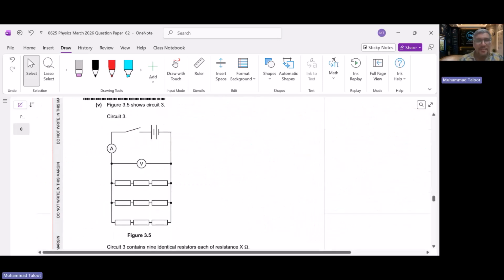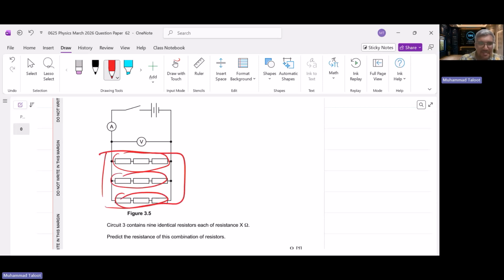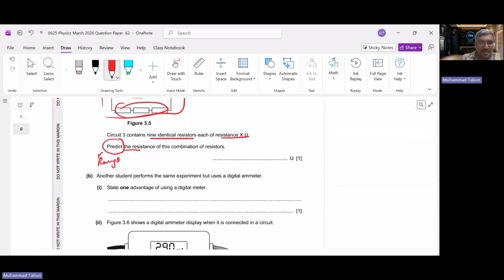Anyhow, moving to part 5, figure 3.5 shows circuit 3. So many resistors. All are in series, and they are parallel to each other. The circuit contains 9 identical resistors, each of resistance X. Each branch has 3 resistors, so this becomes 3X. Prediction is there, so a range of values will be accepted, but suitable values. Predict the resistance of this combination of resistors.